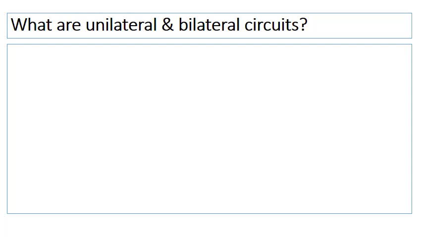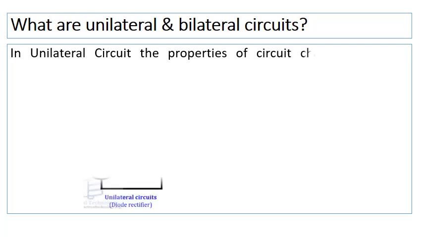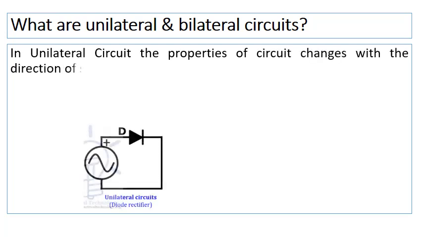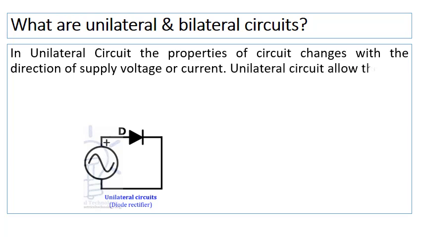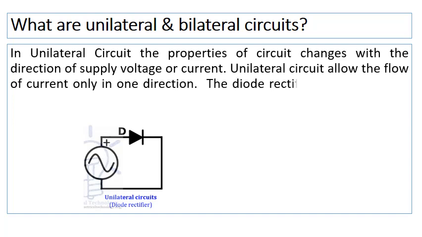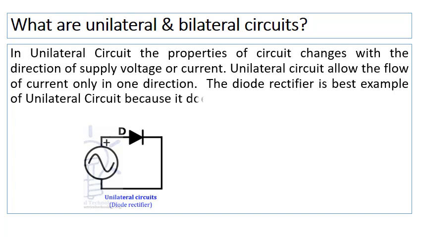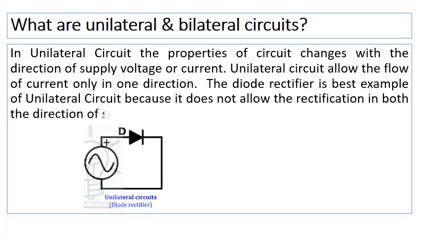What are unilateral and bilateral circuits? In a unilateral circuit, the properties of the circuit change with the direction of supply voltage or current. A unilateral circuit allows the flow of current only in one direction. The diode rectifier is the best example of a unilateral circuit because it does not allow rectification in both directions of supply.